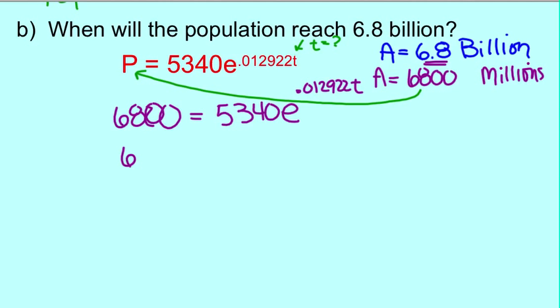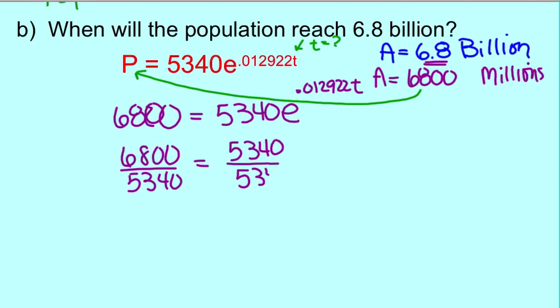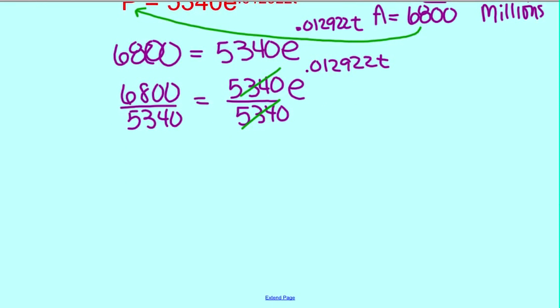So the first step is to divide both sides by 5,340. So you're able to isolate the exponent of e. So right side, 5,340 cancels out. On the left, let's simplify that fraction. And this is approximate, 1.27341 equals e.